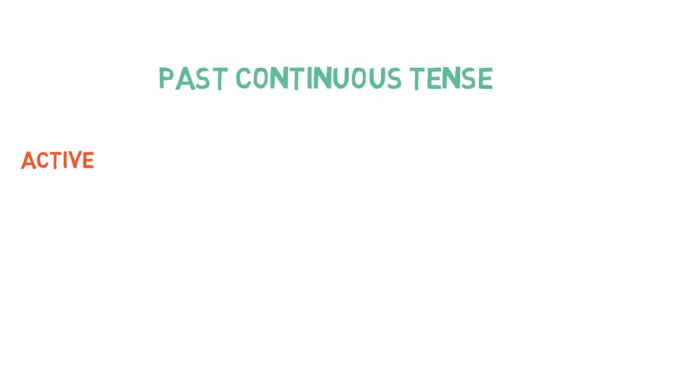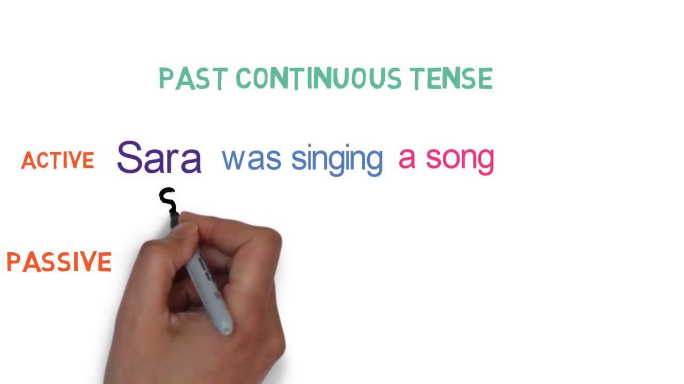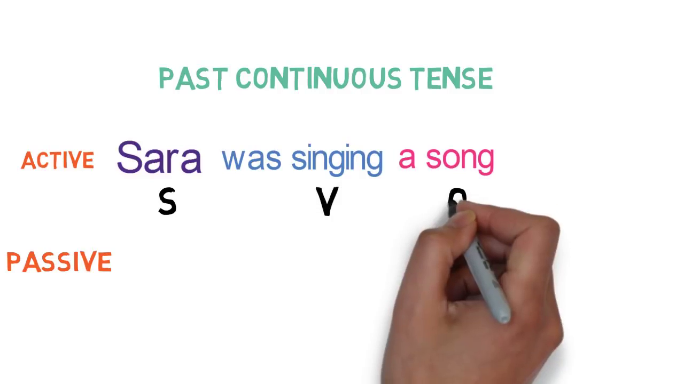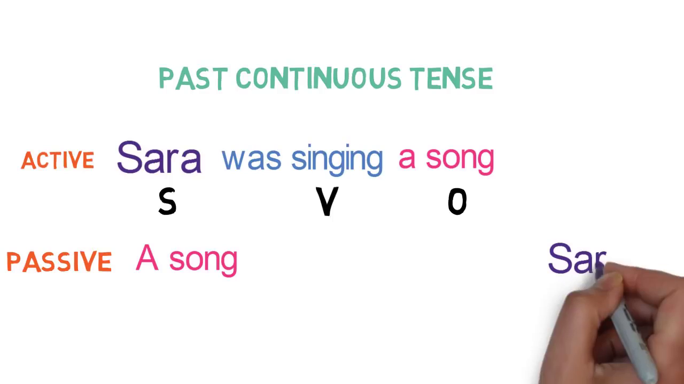Now let's see an example of past continuous tense. Active sentence. Sarah was singing a song. In passive sentence, firstly let's get the SVO, that is subject, verb and object. So here Sarah is the subject, singing is the verb and a song is the object. Now let's swap the position of subject and object. So here it will be a song and at this position it will be Sarah.